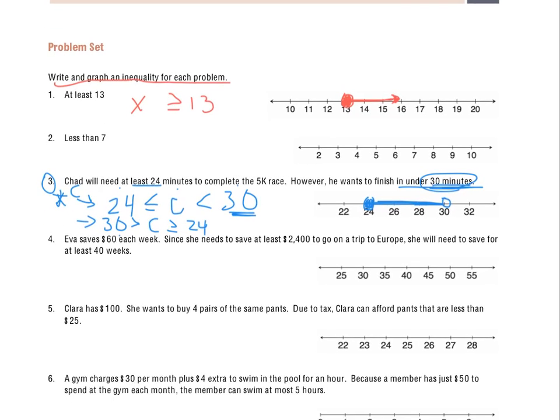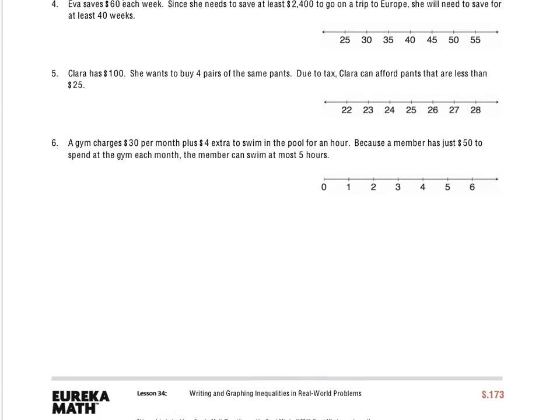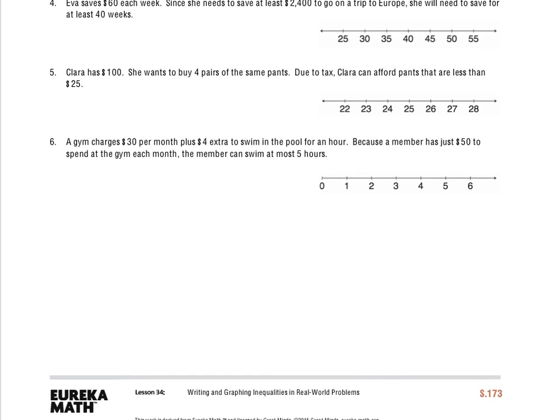Now let's take a look down to number 6. And I'll do this in a different color. A gym charges $30 per month plus $4 extra to swim in the pool for an hour. Because a member has just $50 to spend at the gym each month, a member can swim at most 5 hours. So, at most 5 hours.